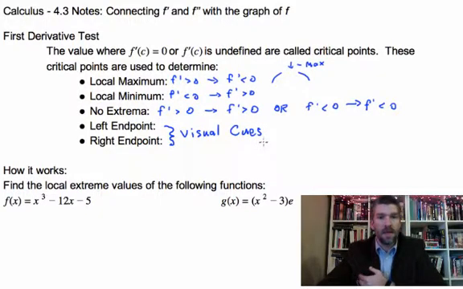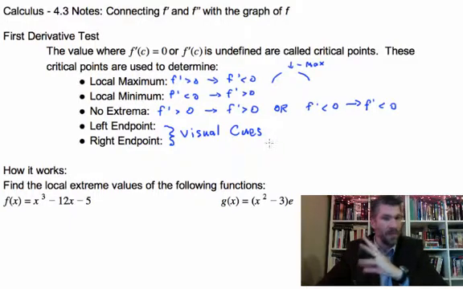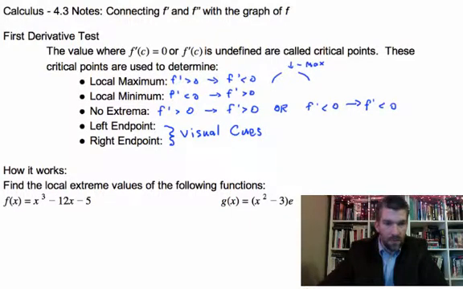But keep in mind that if we're increasing, the derivative is greater than 0. So if we start at a specific point and start to increase, that would be a minimum. And if we start at a specific point and then decrease, that would be a maximum. So use your visual cues on the left and right endpoints. For example, if I start at my left endpoint and go up and increase from that endpoint, I have a minimum. And if I start at my endpoint and go down, I'm going to have a maximum.